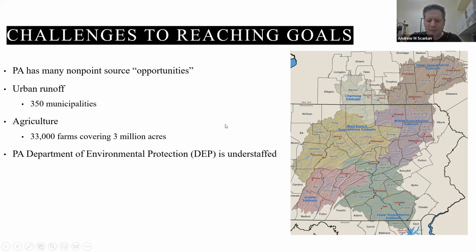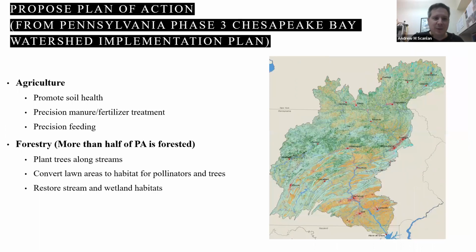And then with agriculture, there's about 33,000 farms covering 3 million acres. So a lot of nutrients from fertilizers and cattle feed and things like that, a lot of those nutrients are going to the bay. Another problem is the Pennsylvania Department of Environmental Protection, which has been tasked to monitor the TMDLs within these streams. They're also understaffed due to the budget cuts that happened about 10 years ago. So Pennsylvania, it's good, but we still have work to do.